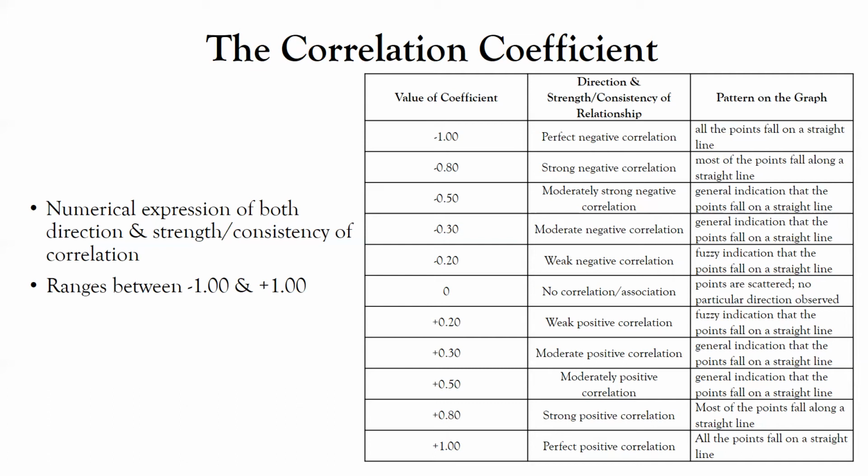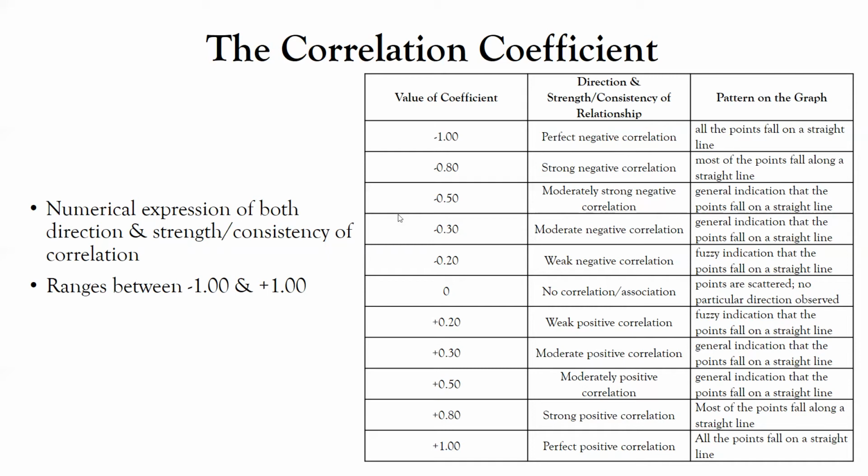When zero, as the previous illustration showed, the points are so scattered, you can't really see any direction that the points are sort of following. So you will use this for Pearson's r and the rest of the non-parametric measures of correlation. You will compute for a correlation coefficient and you will be asked to interpret the direction, the strength, and consistency of the relationship. So you can use this as a guide for that.